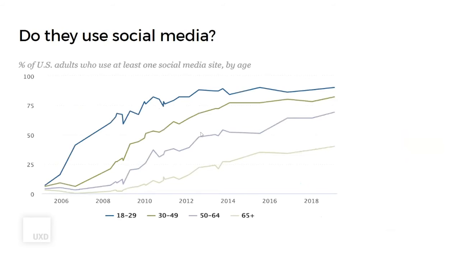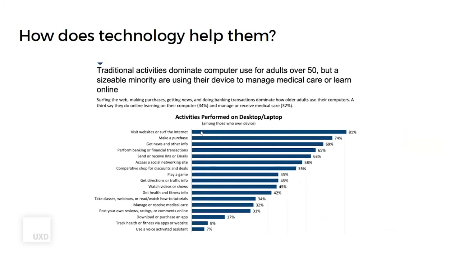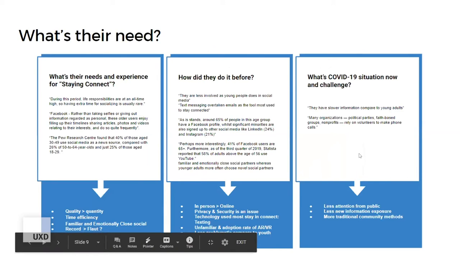We also saw that if they do use social media, they happen to be the second least users of social media, and they use Facebook the most. And yes, they do perform a lot of tasks using technology, though they are not the early adopters. So these were their different needs that we figured out, and how they've changed in times of coronavirus.